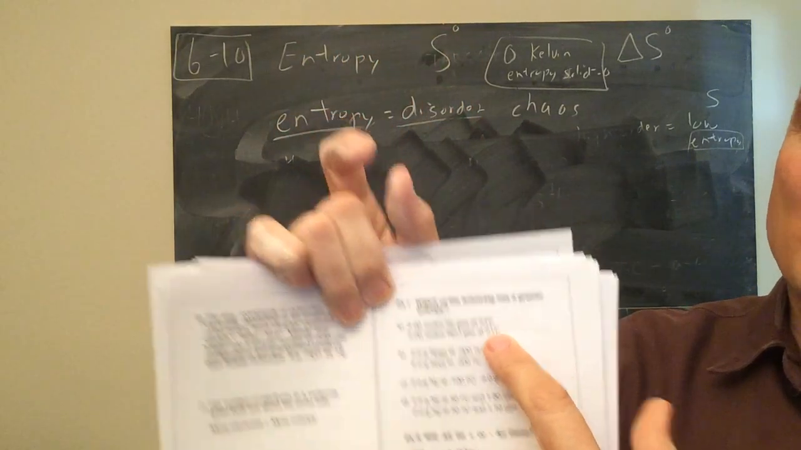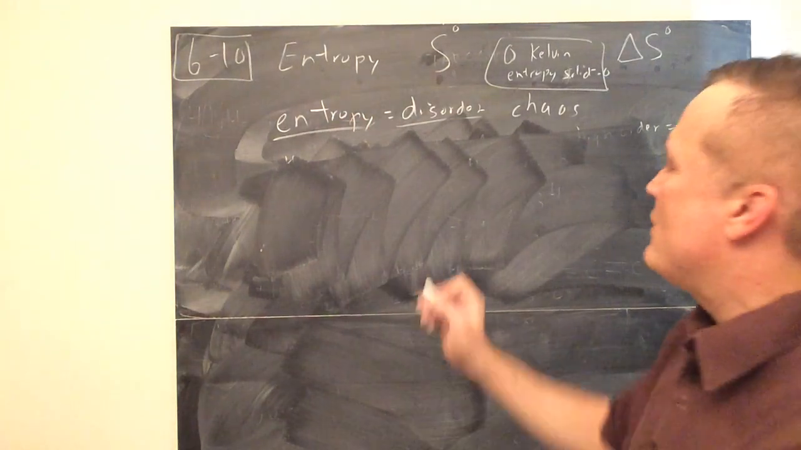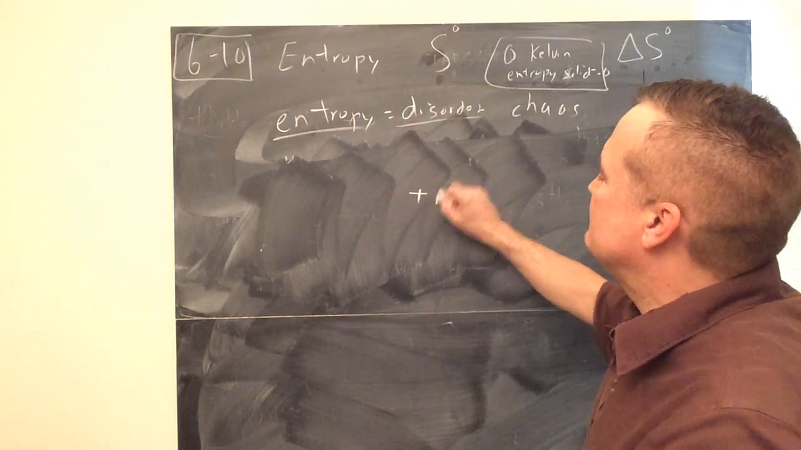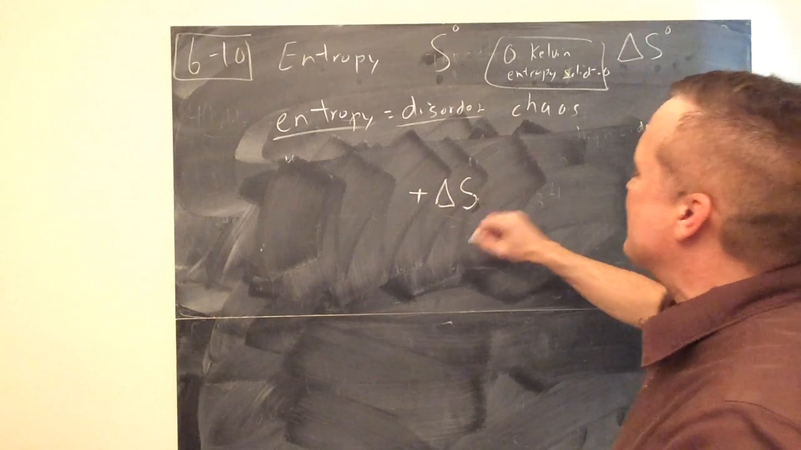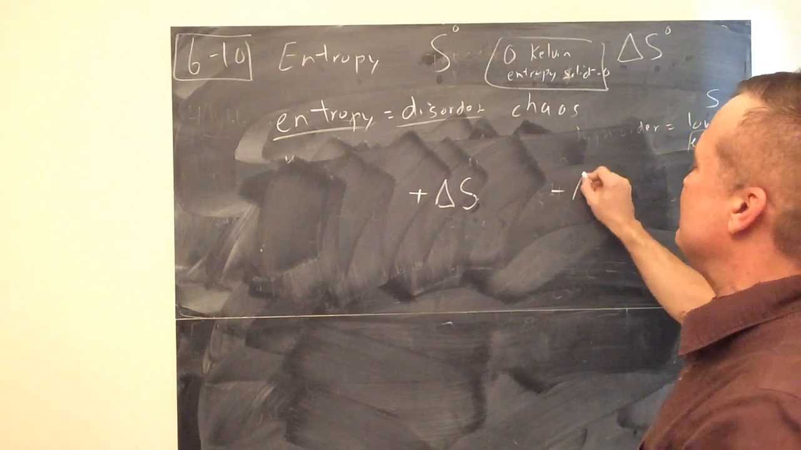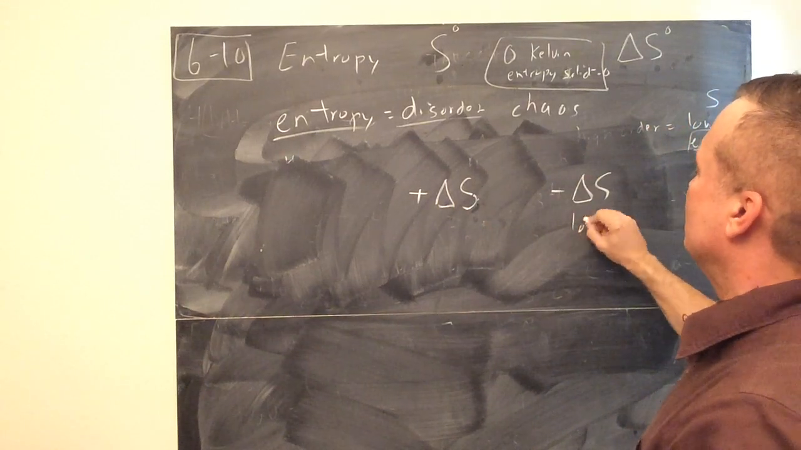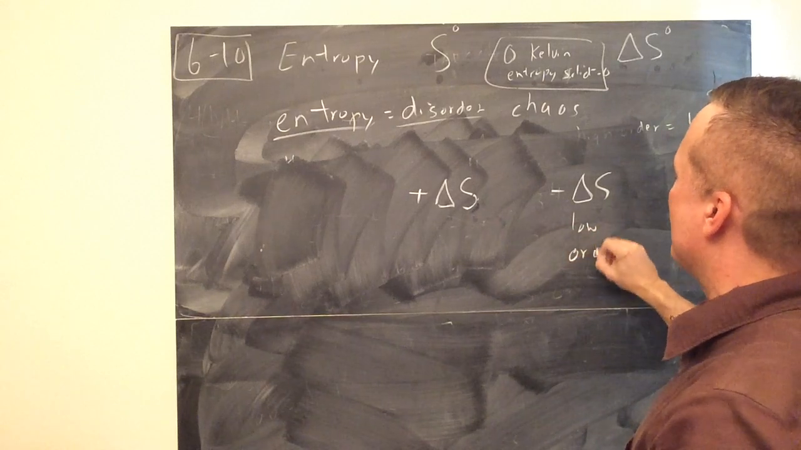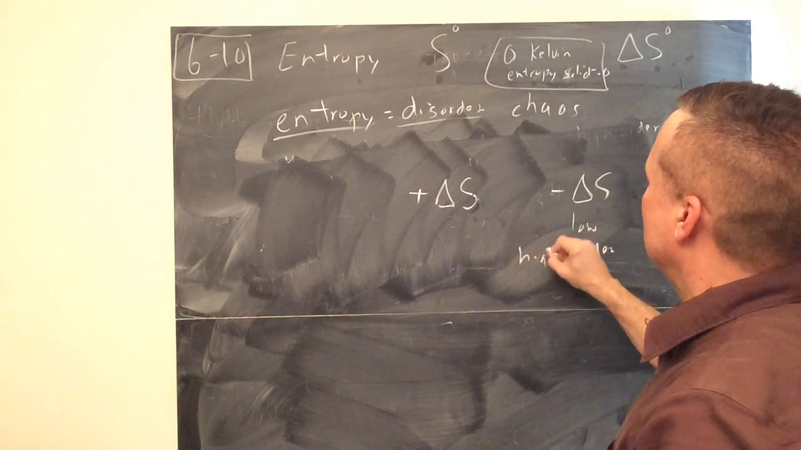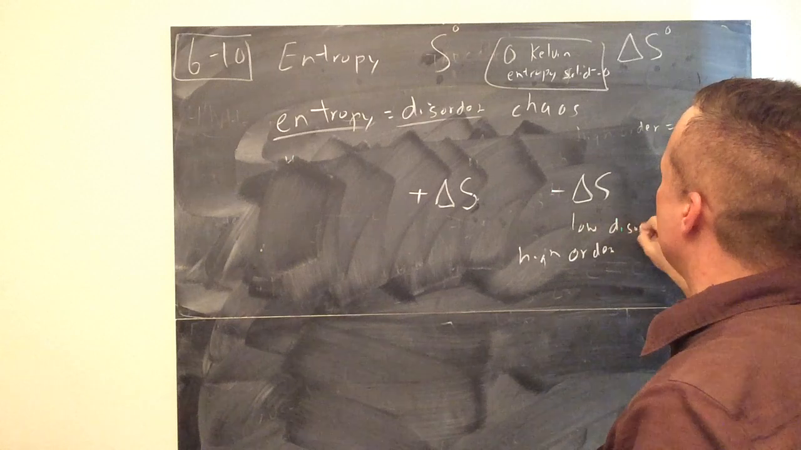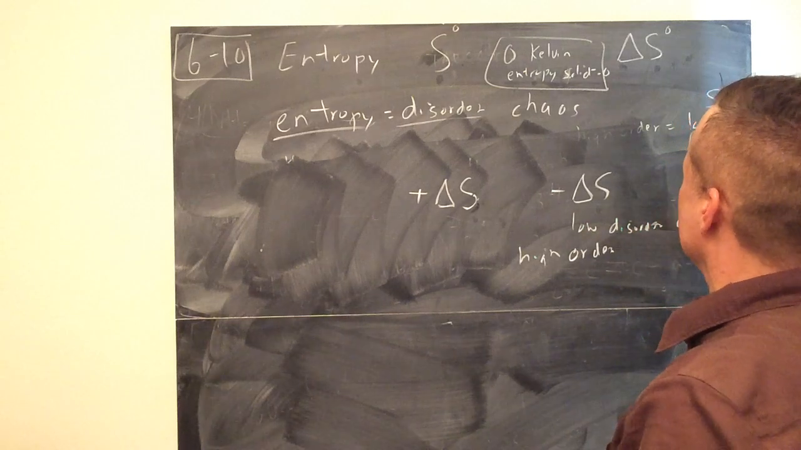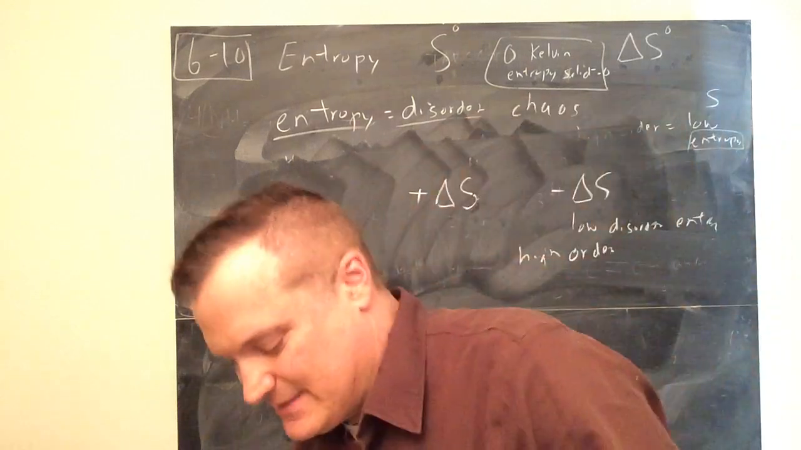A greater entropy. And of course, by the way, I want to also tell you, positive delta S means greater entropy. That means low entropy is order, high order, low disorder. High order, low entropy. Let me just finish these for a few minutes and that'll be all.